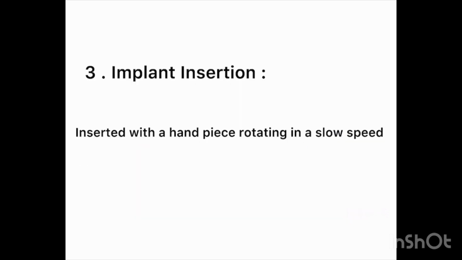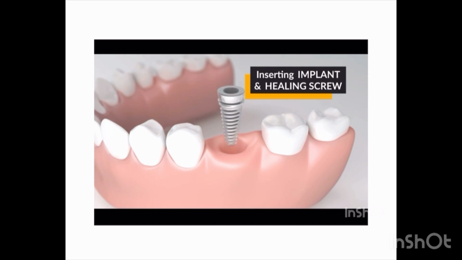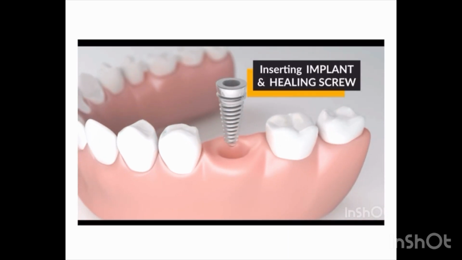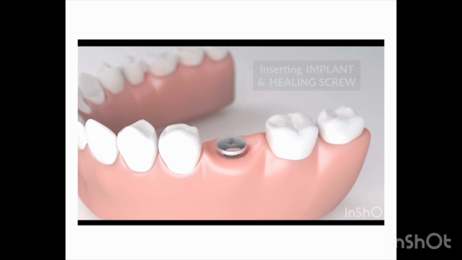And then is implant insertion. It is inserted with the hand piece which is rotating at a slow speed. You can see here. And the fourth step is closing of the flap and then suturing it. The flap that was raised will be put back to its original position and then suturing will be done. Here is the video. Once it is inserted, the flap is closed and the suturing is done.